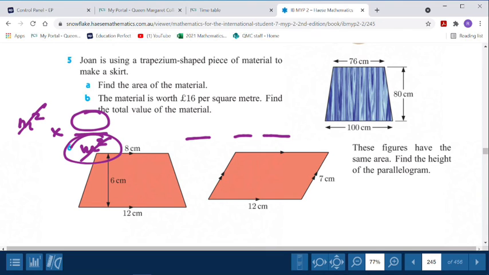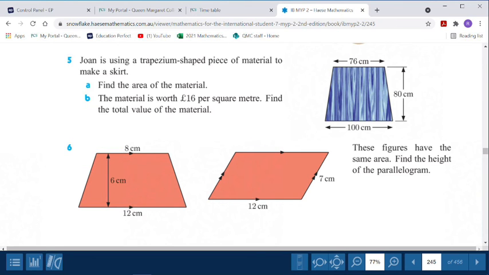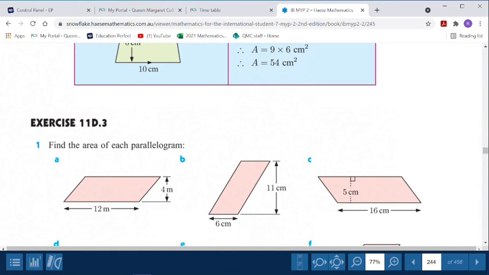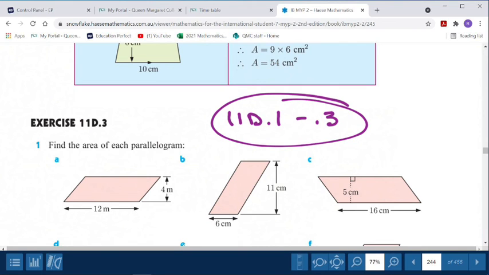Good? All right. So you have some homework. We're going to do all of these 3 different things with the shapes. So 11D, do it with someone. You're going to do 11D.1 through .3. They won't take very long with your calculator. Okay? There you go. Enjoy.